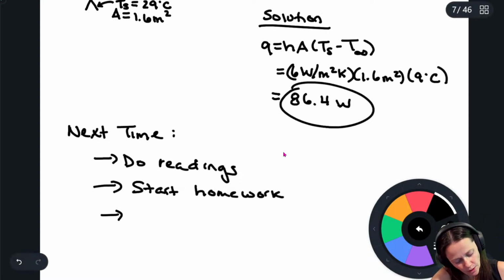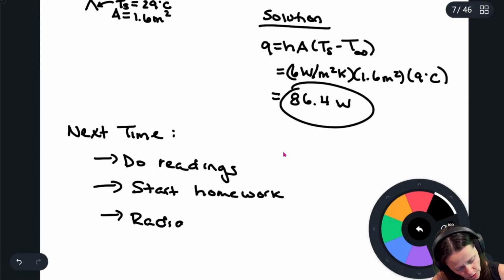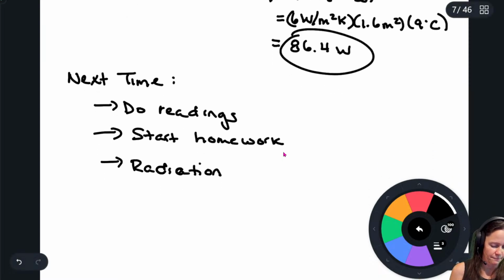And then we will also start talking about radiation, but not too much. We'll talk about the governing equation for the rate of heat transfer via radiation, but we won't go too far into it. We'll save that for Unit 5. So there you go.